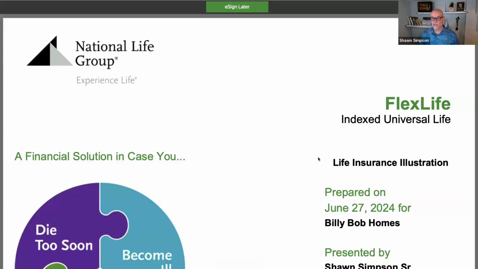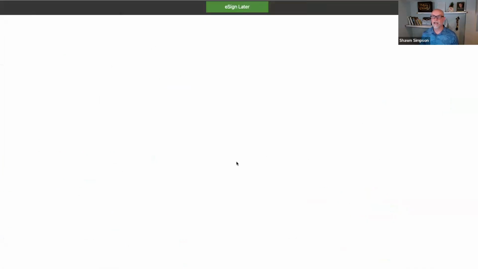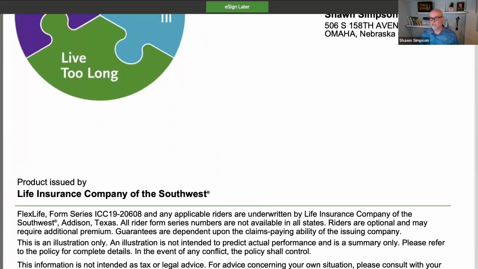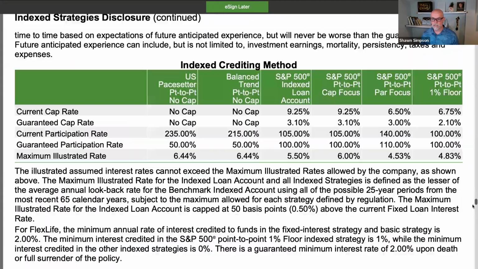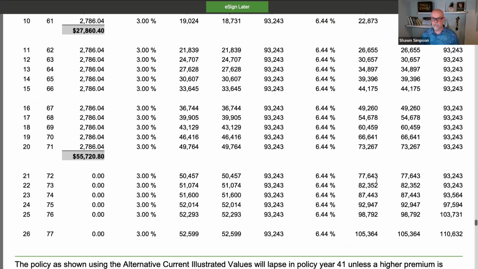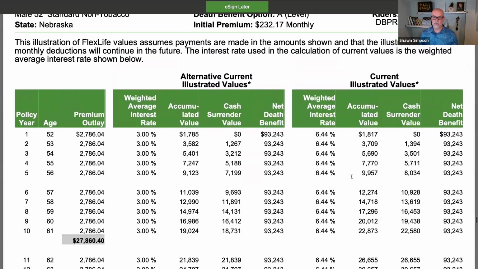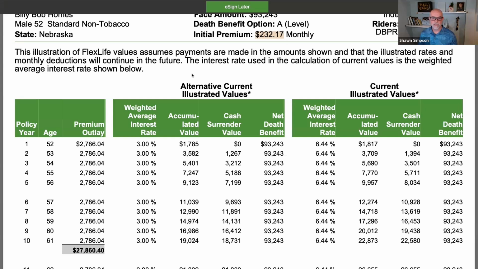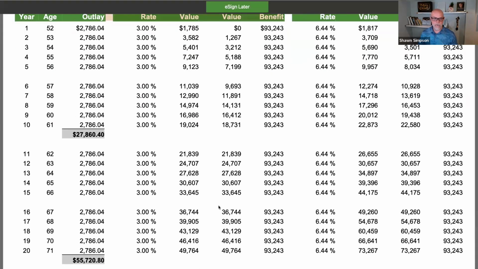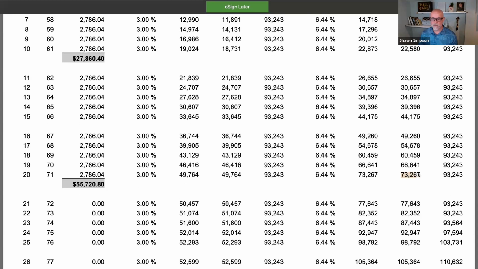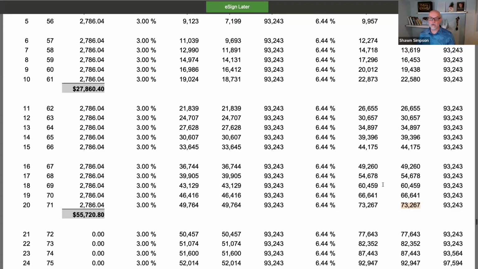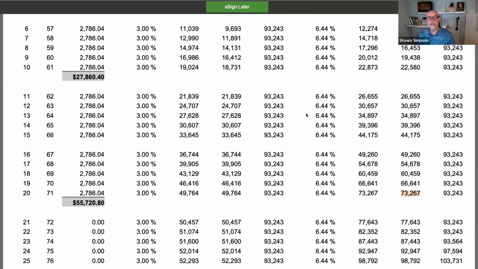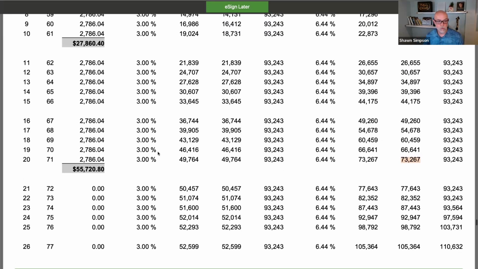Okay. Let's go down here. It's guaranteed. Okay. So right here, now he has 22,580 in here, based off of a $232.17 payment. Okay. So down here, now he has 73,000 in cash value. So based off of a $232 payment, now keep in mind, this is a 52-year-old male, right? So he's only going to be paying in for 20 years. This is year 20. After 20 years, he has 73,000 in there and $93,000 of a death benefit.